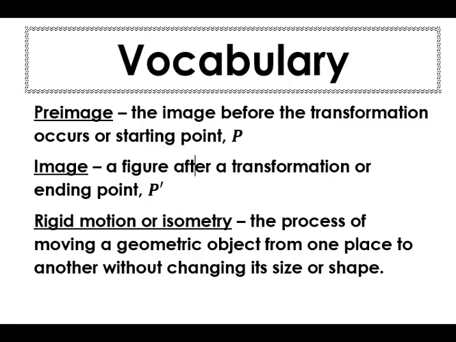The third vocabulary word we need to review is rigid motion or isometry. A rigid motion is the process of moving a geometric object from one place to another without changing its size or shape. So an isometry will produce congruent figures. Reflections, rotations, and translations are the three rigid motions that we will investigate today.